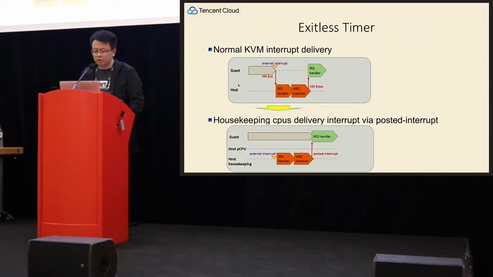In normal KVM interrupt delivery, the external interrupt will happen on the CPU where the vCPU runs, and the vCPU will vmexit due to this external interrupt. But after Exitless Timer, the external interrupt is on the housekeeping CPUs. The timer interrupt is injected to the VM from the housekeeping CPUs to the non-housekeeping CPUs, which the VM is running on.